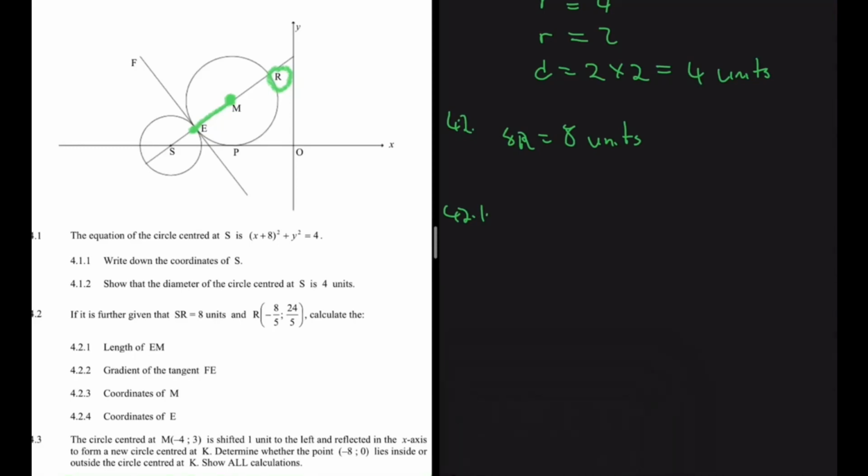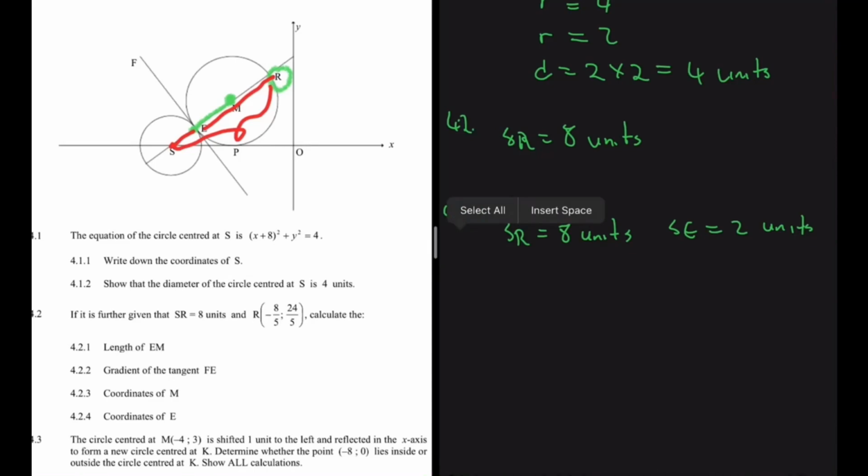So what information do we have? We know that SR is equal to 8 units. We also know that the radius of the small circle is 2 units, right? So we can say SE is equal to 2 units. SE is this distance here. We're saying it's 2 units, and then SR, this entire distance, is 8 units. So we can basically find the length of ER, right? And ER will be the diameter, which is 2 multiplied by the radius, and EM is our radius, right?